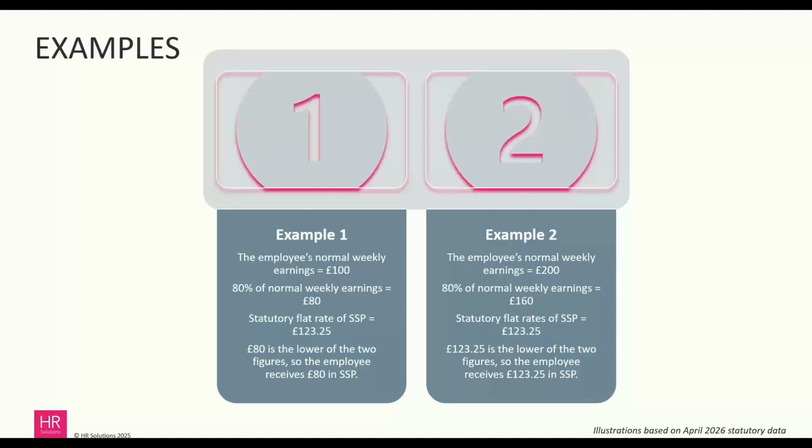In the second example, you have an employee whose normal weekly earnings are £200. To understand what 80% of that is for that individual, that would be £160. As you know, the statutory flat rate of SSP is going to become £123.25. So this individual would receive the £123.25 a week for their sickness absence, because again, it's the lower figure of the two, compared with 80% of their normal weekly earnings. So hopefully that gives you clarity as to the changes.